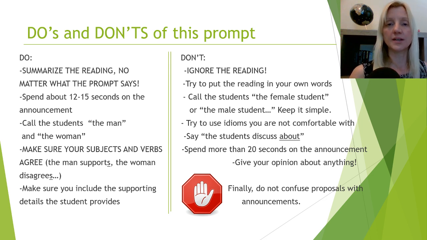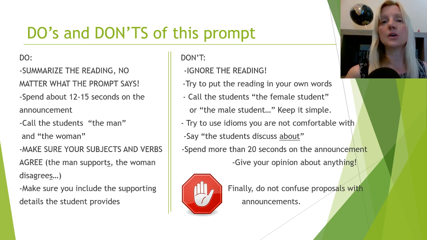But I want you to summarize it no matter what. It is important to your score. And you should spend 12 to 15 seconds on it, not too much more than that. You could go to 20 seconds, but certainly not more than 20 seconds. Call the students the man and the woman, and I'll get to why in a second. Make sure your subjects and your verbs agree. So say the man supports, the woman disagrees. The number one mistake is subject-verb agreement errors. I talked about that in another video. And make sure you include the supporting details. So remember for this prompt, the woman said there were big windows, but she also added there were study lamps.